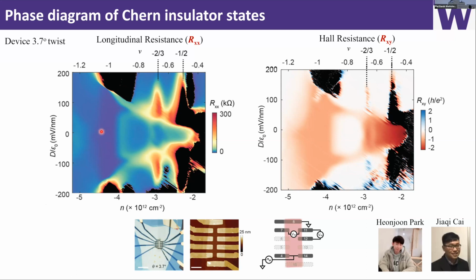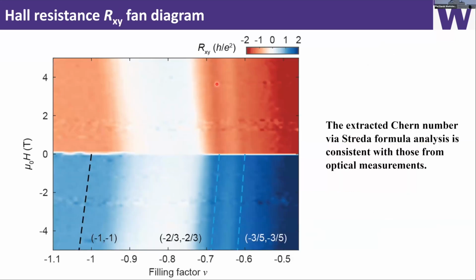First, we want to do a Landau fan diagram measurement just to confirm that our optical measurements are correct. What I show you is a fan diagram of Rxy. The vertical axis is magnetic field, the horizontal axis is the filling factor, and we can see there are three features. There is a broad feature centered at filling factor -1. Then there are two other weak features, one at -2/3 and the other at -3/5. And this dashed line is just the expected dispersion curve from the Streda formula analysis.